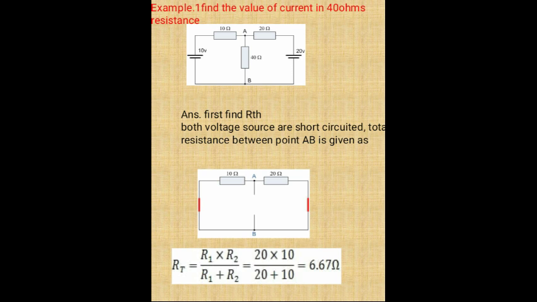So first of all, we will remove this branch from the circuit as shown below in the figure. Now to find the value of RTH, we short both the voltage sources as shown in figure. Now the R internal or RTH across point AB will be the parallel of 10 ohm and 20 ohm, that is 20 into 10 upon 20 plus 10. So its value is 6.67 ohm.